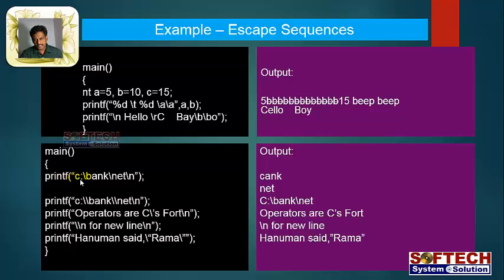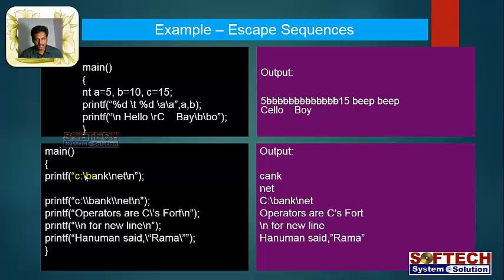Because in C:\bank, the \b is assumed as an escape sequence. The compiler understands this as an escape sequence. C:, then \b, so the cursor goes to the place of the colon, then it displays ANK, giving CANK. Then \n is for new line, so it comes to the next line.